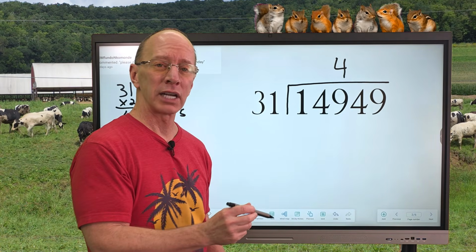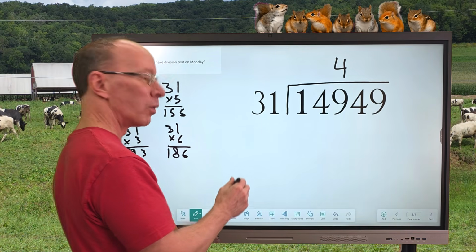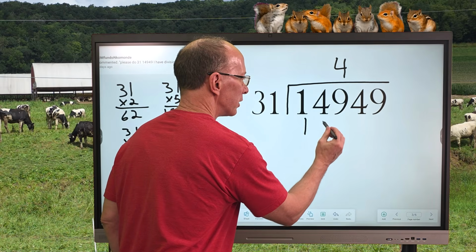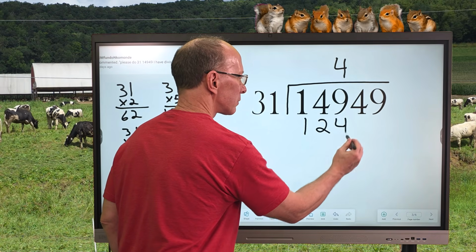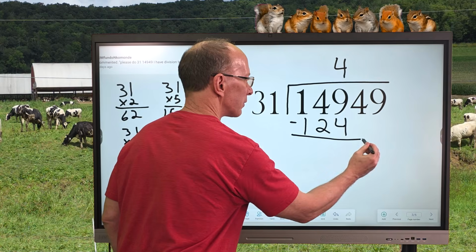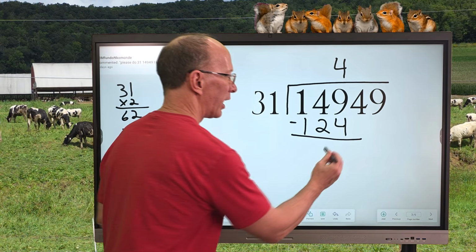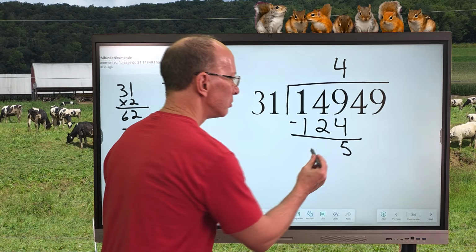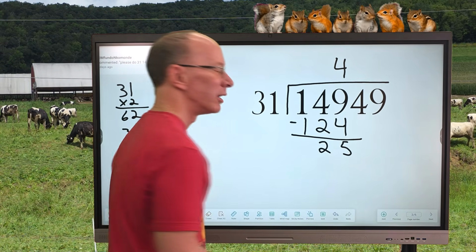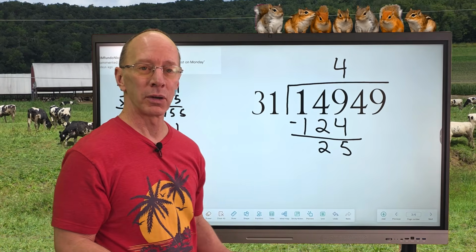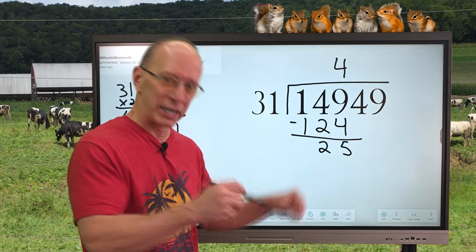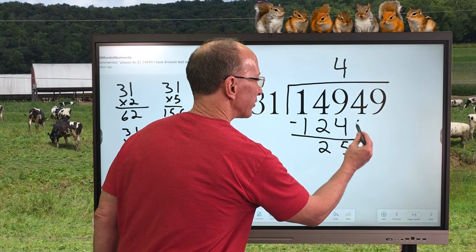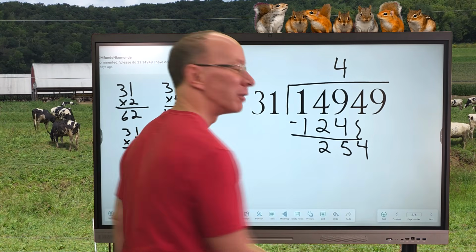And then 4 times 31 is 124. Can you see that? So I'm going to put 124 right here. And then we're going to subtract. 9 minus 4 equals 5. 4 minus 2, 2. Uno, dos, 2. And then we can't put 31 into 25, so our next step is to bring the next number down. Bring it down. So I bring this 4 all the way down here, and then we start that whole process over again.